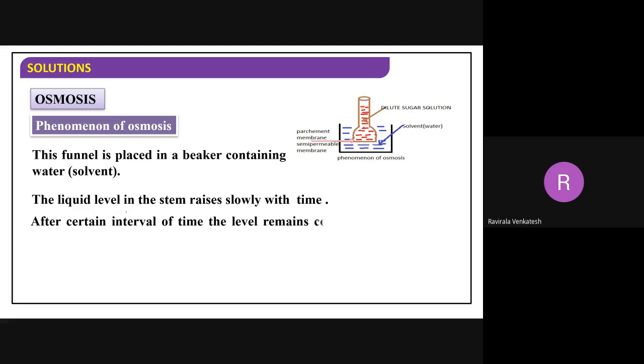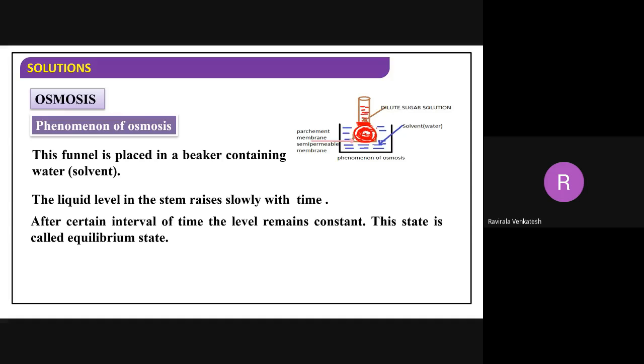In this case, what you are observing is that the liquid level in the stem rises slowly with time. After a certain interval of time, the level remains constant because an equilibrium is established. Now, what is happening here? For example, if you take only up to here, you are taking the sugar solution. This much only you have taken before starting the experiment.